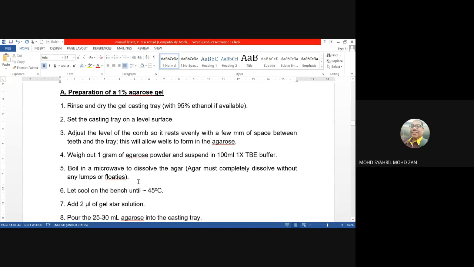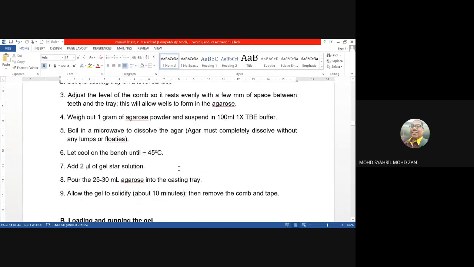How do you know? When you mix your powder into the 1 times TBE buffer, it will become cloudy. So how do you know your agar is cooked? Cloudy to clear. Right? Cloudy to clear means your agar is cooked. Then you have to let it cool on the bench until 45 degrees Celsius.